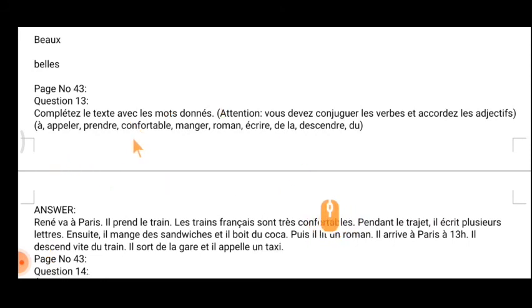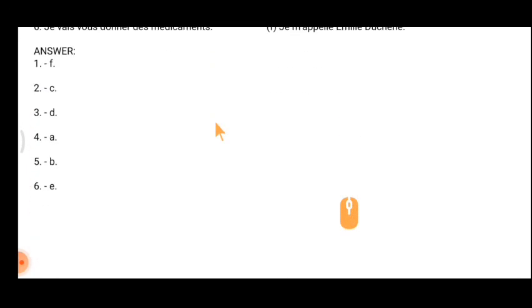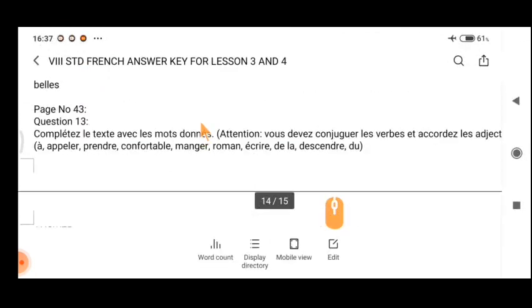And this is compléter le texte avec le mot donné. So this is one important exercise. You must know how to solve it. I already explained on the board on the live session. If you just identify the verbs separate, nouns separate, and the prepositions separate, you will be able to solve this easier. So you can do this on your own. So with this your answer key ends.